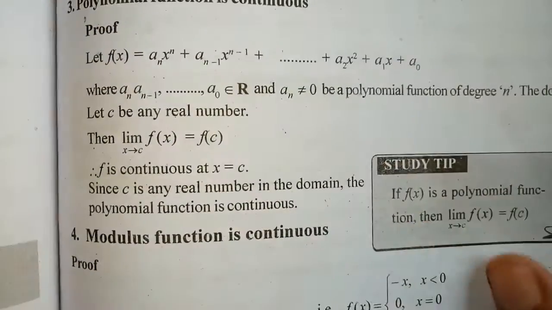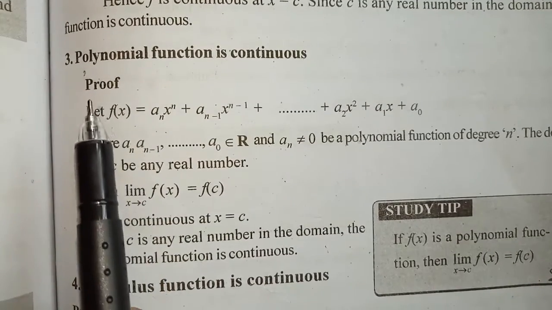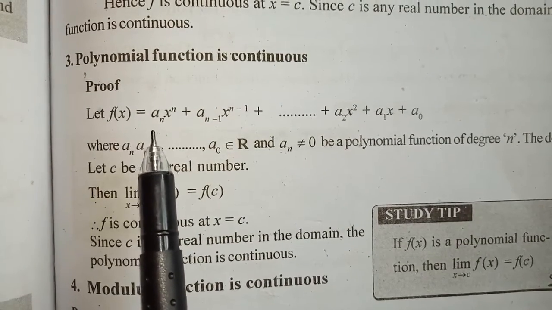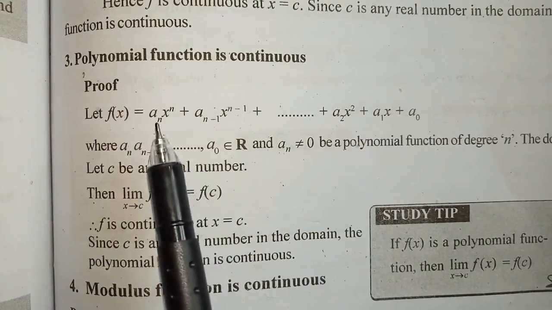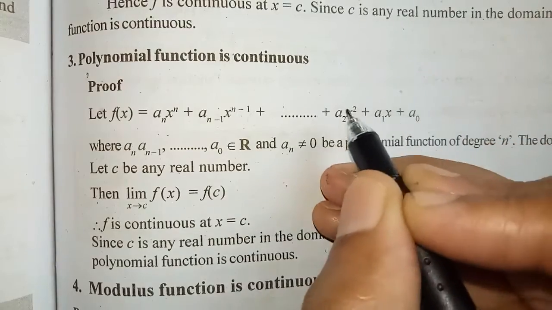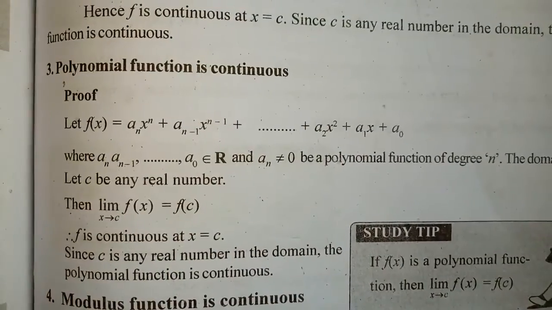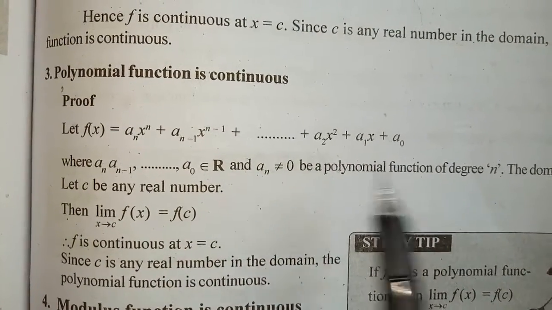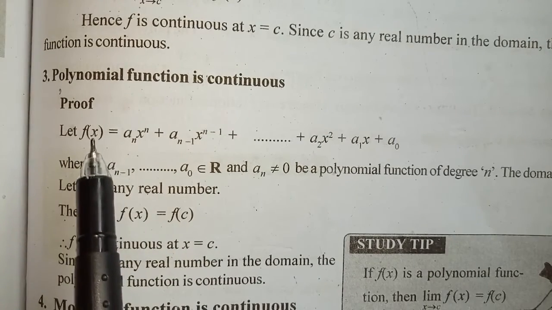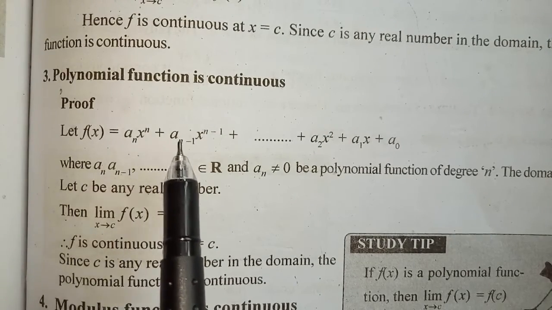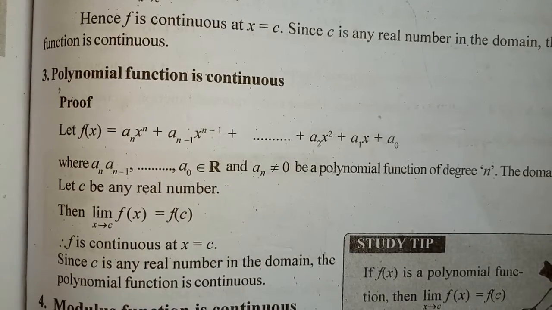The next one is the polynomial function. The polynomial function is also a continuous function. You can see here, let f of x equal to a0 plus a1x plus a2x square plus so on. This is how a polynomial is written. Now each term you can see is continuous, so the sum of all of them will be continuous. Or if you want, you can try this also. Let c be any real number. Limit as x tends to c, f of x will be equal to f of c. Instead of x you put c, and this will be a polynomial in c, which is nothing but f of c. Therefore f is continuous at c.